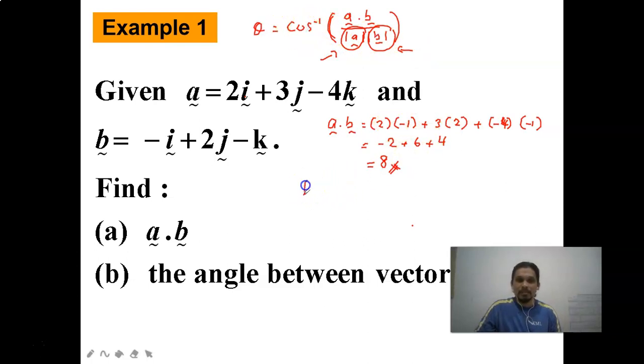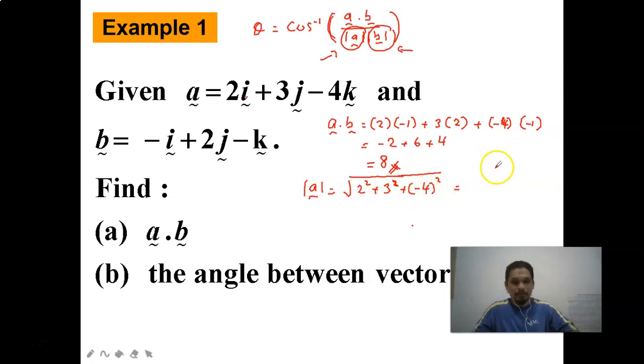So then modulus of A equals the square root of 2 squared plus 3 squared plus negative 4 squared. Okay, 2 squared equals 4, plus 3 squared equals 9. 4 plus 9 is 13, and plus 16, negative 4 squared is 16. And this gives you the square root of 29.